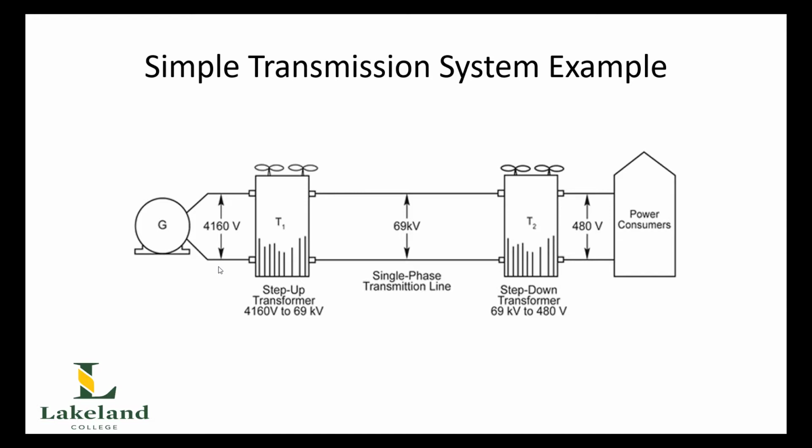We now will take that voltage and step it down to something that's more usable. So for example, plants, heavy industrial consumers, or even residential consumers. So there will now be step-down transformers that are going to step that voltage down to 480 volts as an example in this diagram.